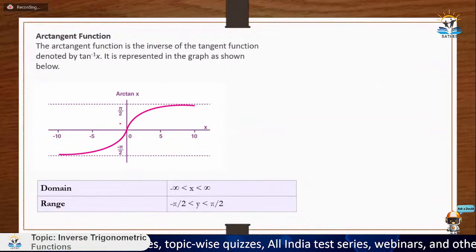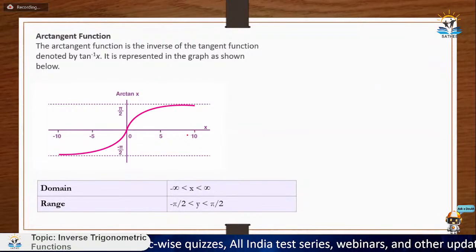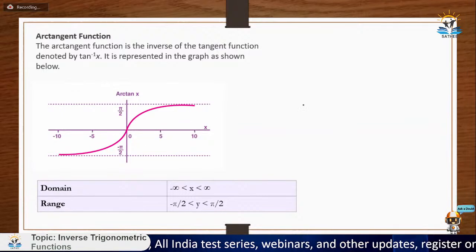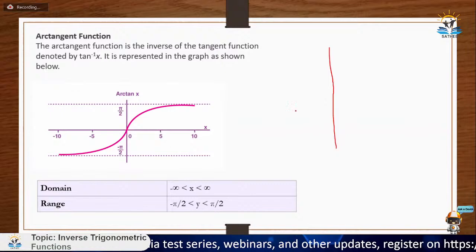Moving ahead, for our tangent function, with similar logic, we take from minus pi by 2 to pi by 2, and here the value will go up to infinity because we know the tan graph goes to infinity.